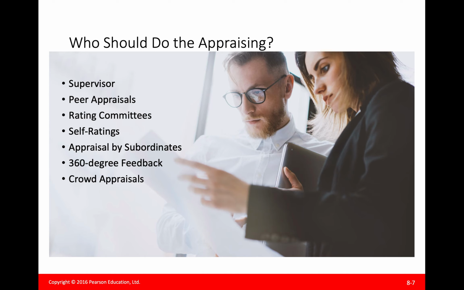So supervisor, peer appraisal, and then rating committees. A rating committee is a committee consisting of one direct supervisor and other supervisors in other departments. The good thing about this is that it can remove bias. So for one supervisor, we can probably have bias, but for a committee, we can remove bias, and they can appraise the employees in a variety of areas. But one thing is, because the committee is made up of many people, maybe the results don't match.